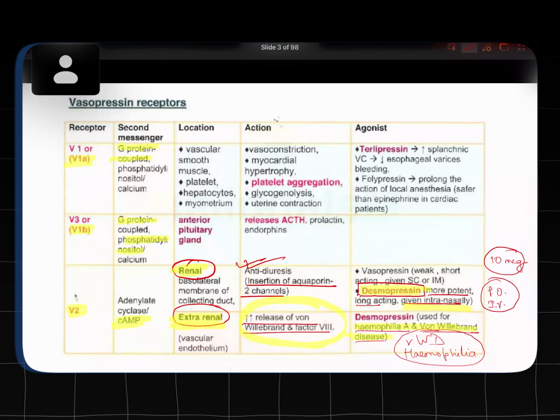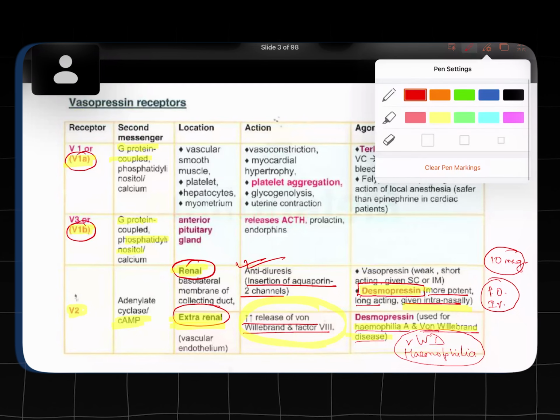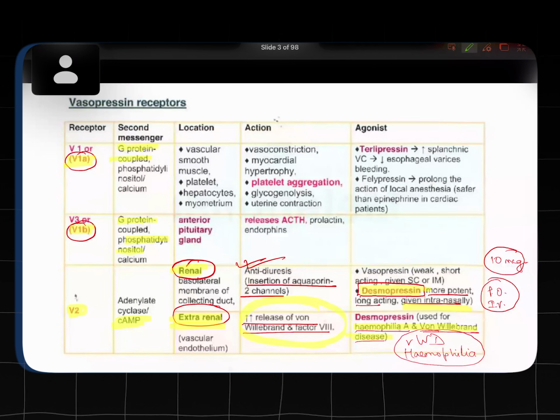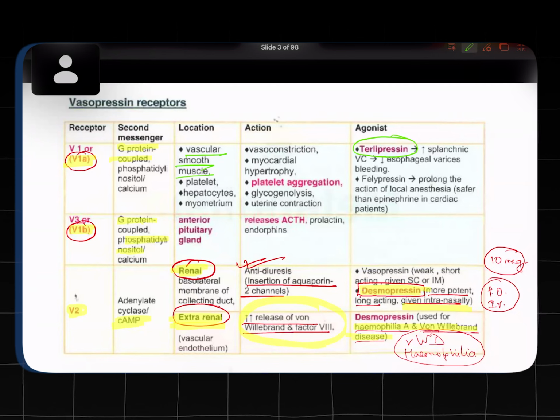Anyway, what about V1A and V1B? Why are they important? V1A acts at the vascular smooth muscle level, and the drug is terlipressin. Terlipressin is again just like vasopressin. It is mostly used to reduce esophageal varices bleeding, that is in upper GI bleed.